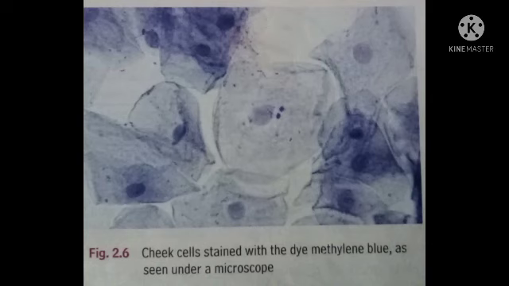Thank you, children. In the next class we will learn about the different shapes of cells and the different things which are present inside the cell, and what their function and structure are.